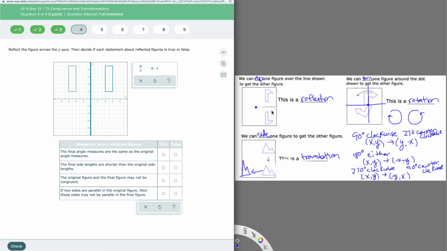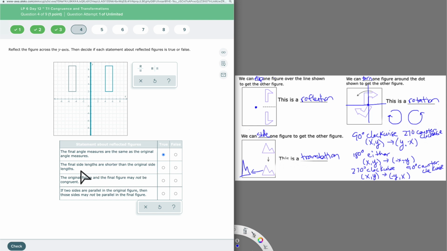So again, reflections don't change anything about the picture or the image. It just moves the image. I know it's a mirror image, but they're still identical to each other. Okay? They just are reverse or opposites, I guess. But they're still the same figure. So the final angle measures are the same as the original angle measures. That's true.